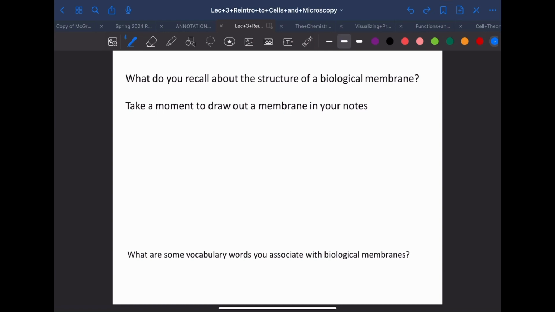It's going to ask you to draw or write about what you remember from your previous studies about what makes up a membrane. So same thing, pause, time yourself for 3 minutes, try to see how much of it you can draw or words you can add. And then we'll go from there.